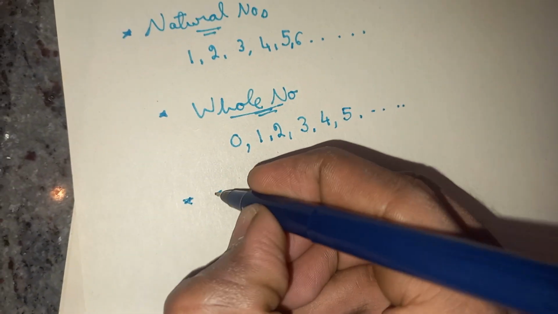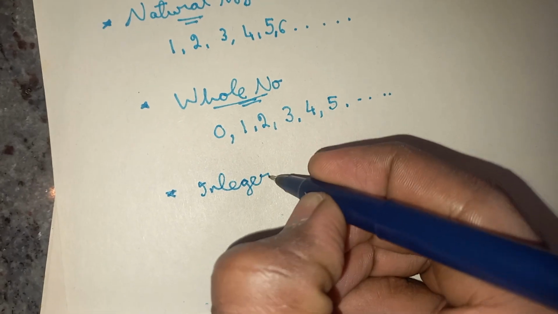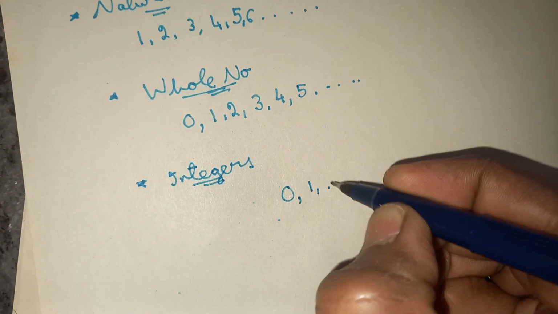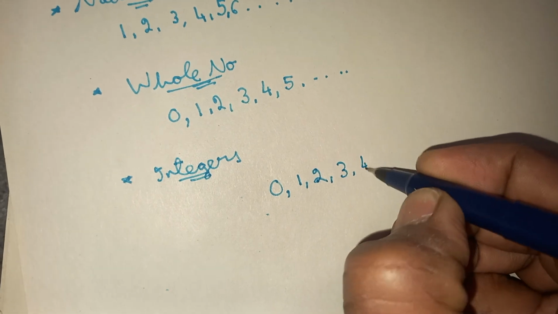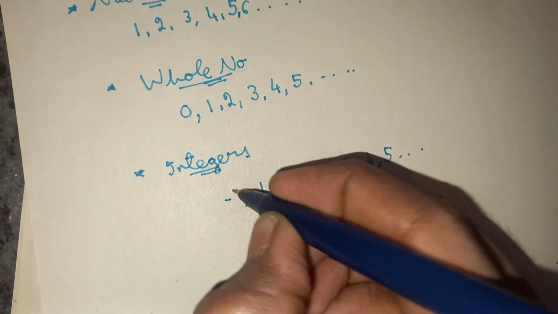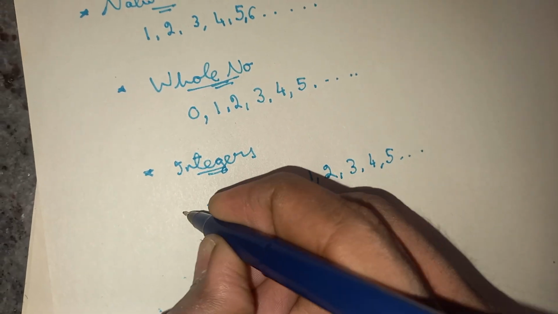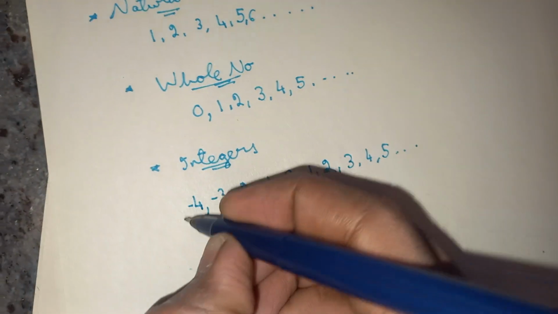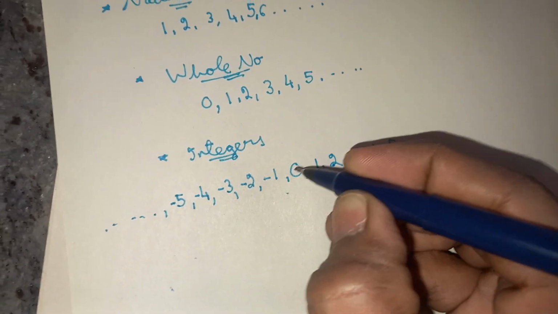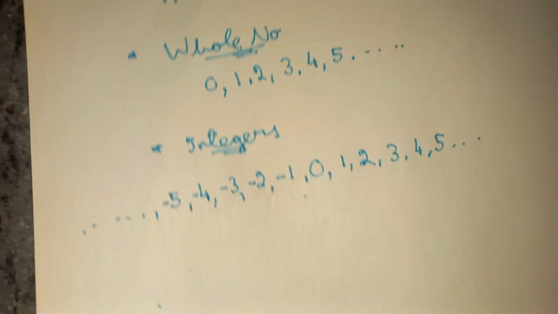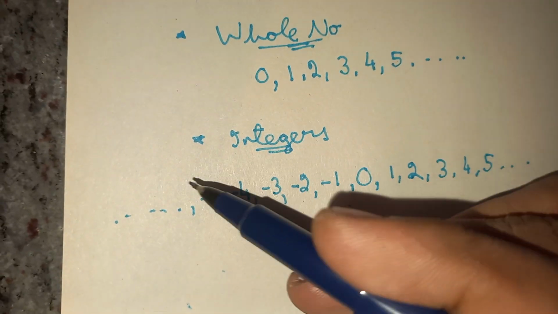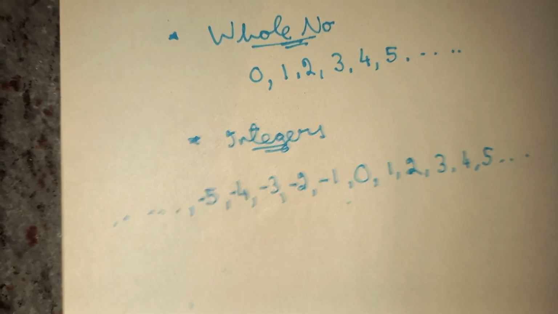Then the next type of numbers are integers. Integers involve 0, all natural numbers, and the negatives of natural numbers, that is 0 with -1, -2, -3, -4. You just write the negatives of the natural numbers, and with 0 included, that becomes integers: 0, positive numbers, and even negatives of those natural numbers.